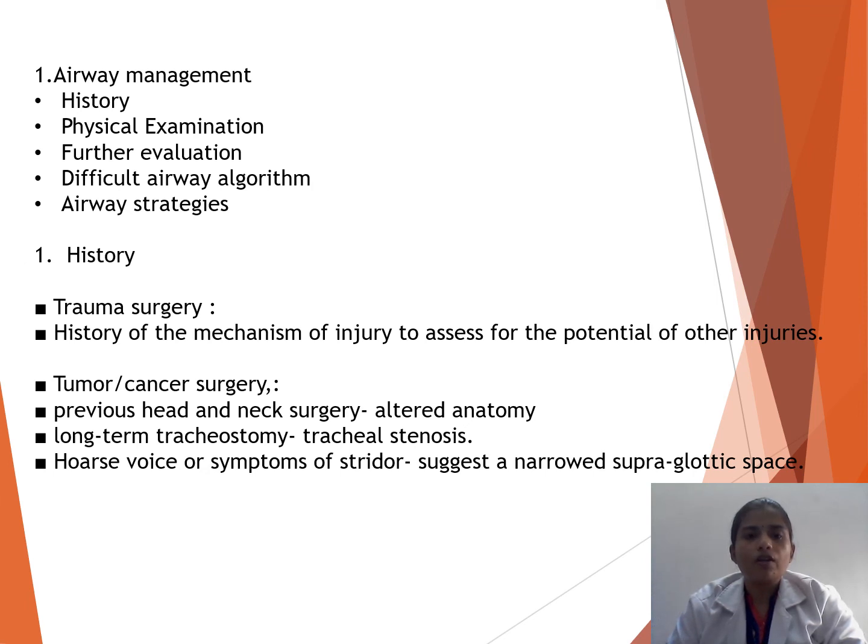For airway management, there are several factors that should be taken into consideration. They are history, physical examination, further evaluation, difficult airway algorithm and airway strategies. In history, in case of trauma surgery, take the history of mechanism of injury to assess for the potential of other injuries. Tumor or cancer surgeries, previous head and neck surgery may show altered anatomy. Long-term tracheostomy shows tracheal stenosis. Positional symptoms or stridor suggest a narrowed supraglottic space.